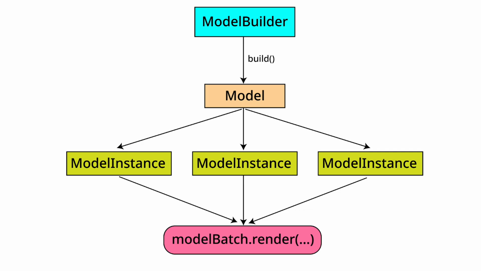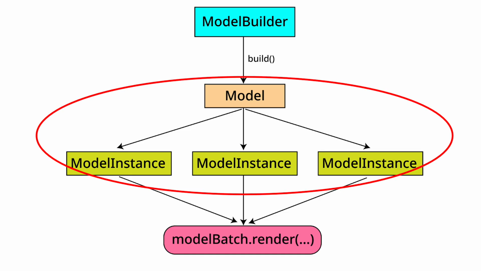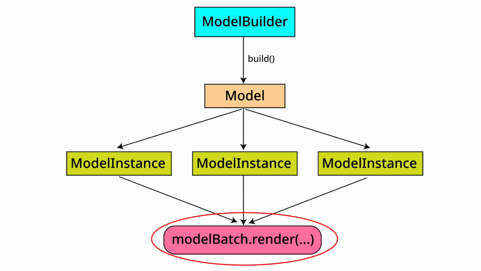Now to understand ModelBuilder, you can see this diagram. Every ModelBuilder can create a model using the build method. Each model can have multiple model instances, which are copies of the model, but with their own transformations and material. Finally, to show each model instance on the screen, you can pass it to model batch to render it with an environment instance.